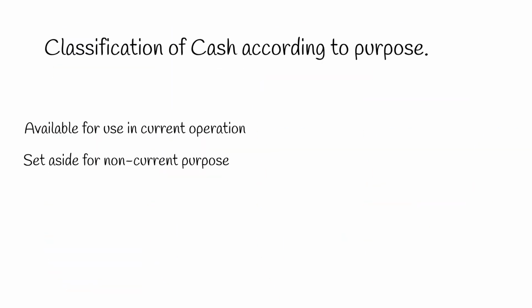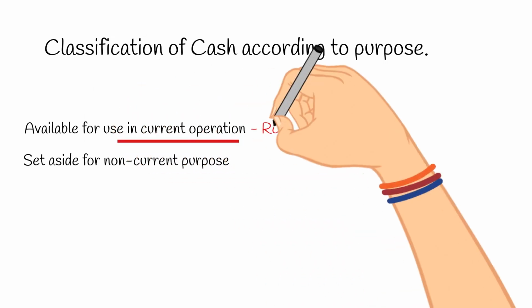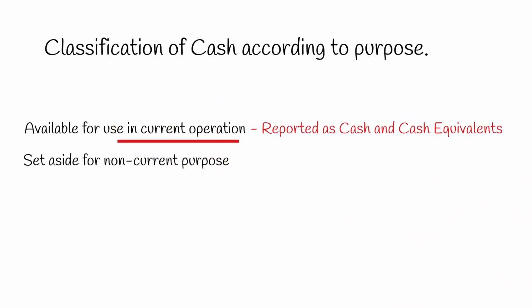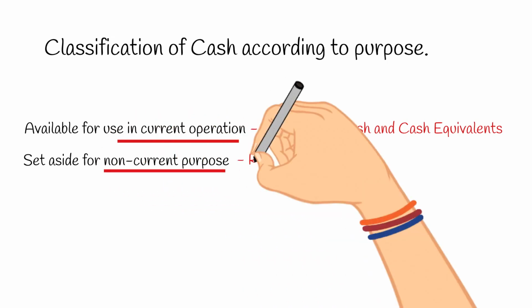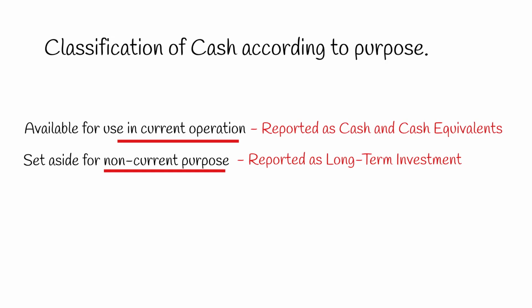Remember, the classification of cash fund always follows its purpose or related liability. Therefore, if the purpose is current, report as cash and cash equivalents under current asset. But if the purpose is non-current, report as long-term investment under non-current asset.